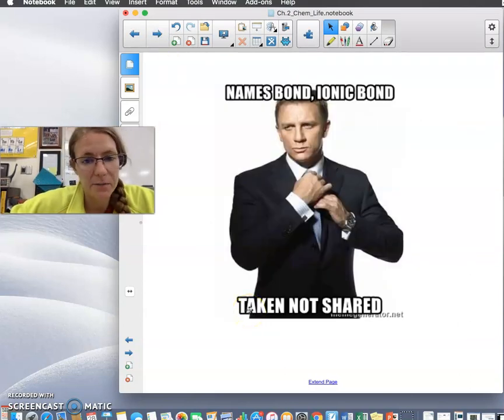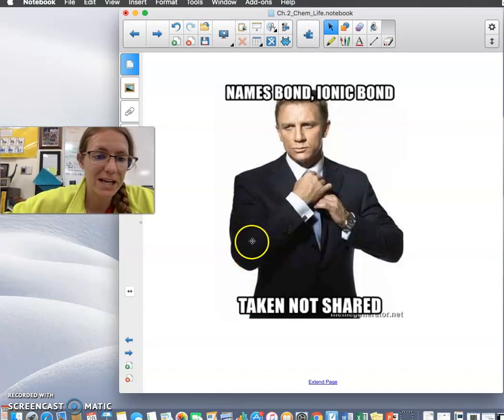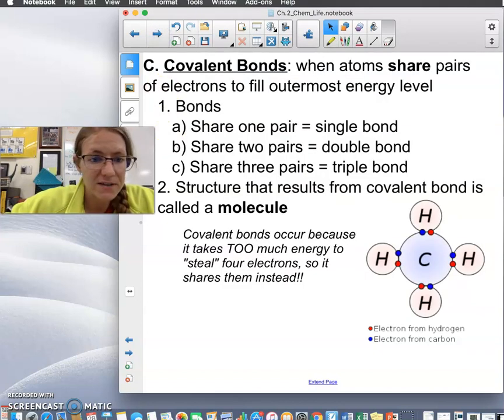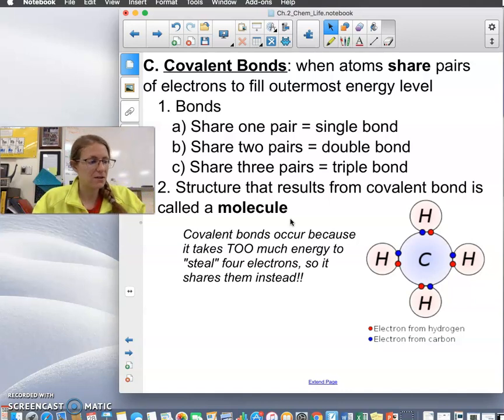So ionic bonds. Named bond, ionic bond. Taken, not shared. Now that's one way electrons can fulfill an outer energy level. The second way is through covalent bonds, where atoms actually share electrons. So sometimes you get halfway between 8, right? Like if I'm at the low end of 1 through 8, it's like 1, 2, 3. It's easy for me to get rid of those electrons. But if I'm at the high end, I can get those electrons. But if you're in the middle, it's actually easier to share than it is to get rid of those 4.